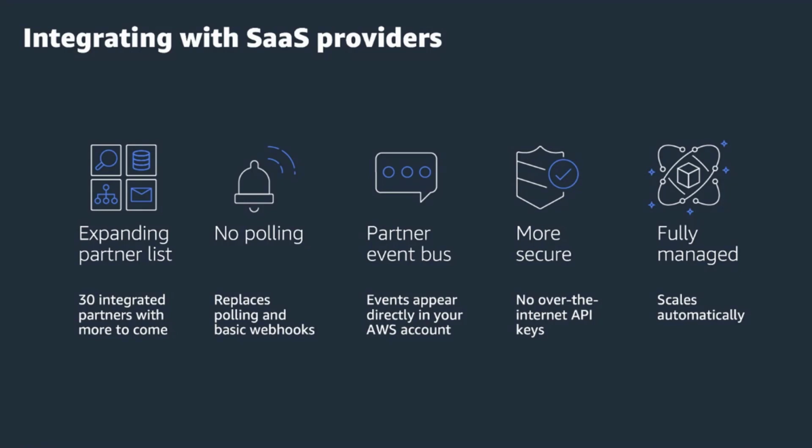So instead, events from the partner SaaS application appear directly in a partner event bus from your AWS account. It allows you to treat this data the same way as any other event from AWS services or your own applications. You can apply rules and targets to these events for further processing. This solution is much more secure since your data is passed from the provider event bus to your event bus without using API keys over the internet. It's also fully managed and scales automatically. Once you've configured the integration, there's nothing to maintain or manage. It provides a robust, near real-time, and simple way to bring events from SaaS providers directly into your apps.